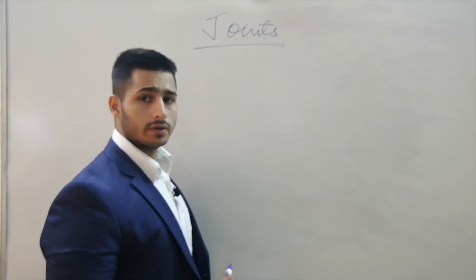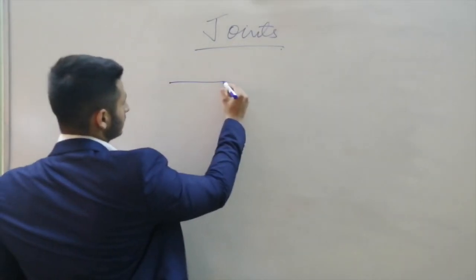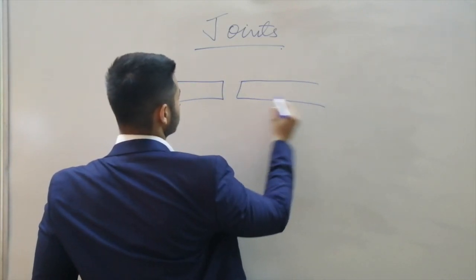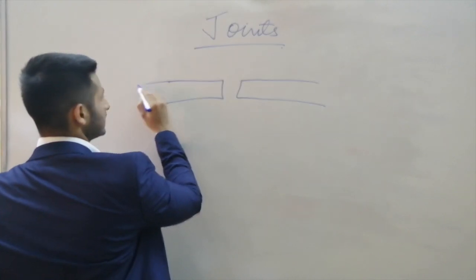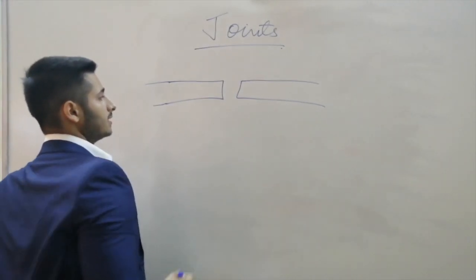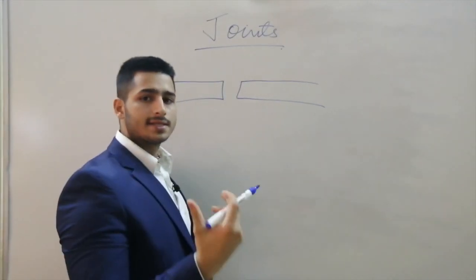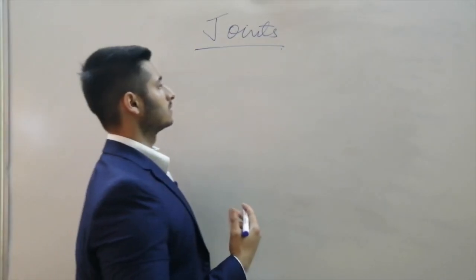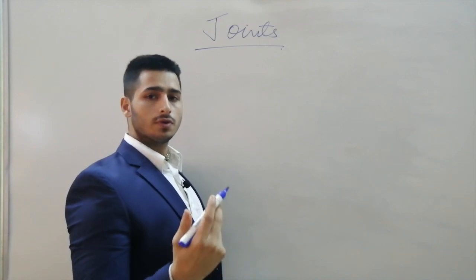Joints. What is a joint? These are two bones, which we'll call skeletal elements. Now, a joint is the site where two skeletal elements meet. Joints are of two categories.